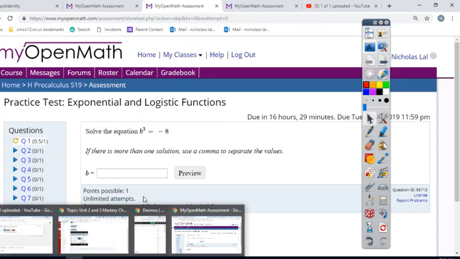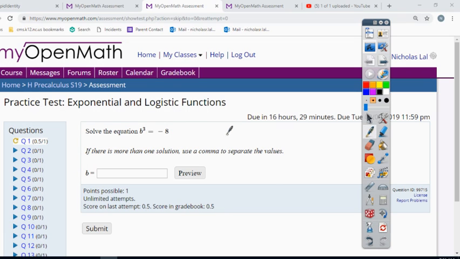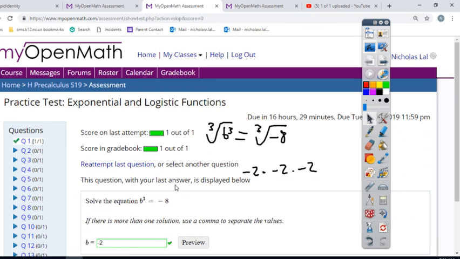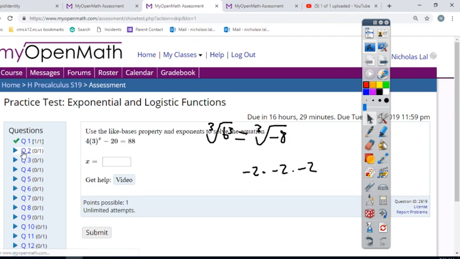So b cubed is equal to negative 8. Find the cube root of each side. The cube root of b cubed is equal to the cube root of negative 8. So that's going to be equal to negative 2, because negative 2 times negative 2 times negative 2 is negative 8. And there's only one solution here, not 2. So the answer is just negative 2. Alright, and that's our solution to question 1.